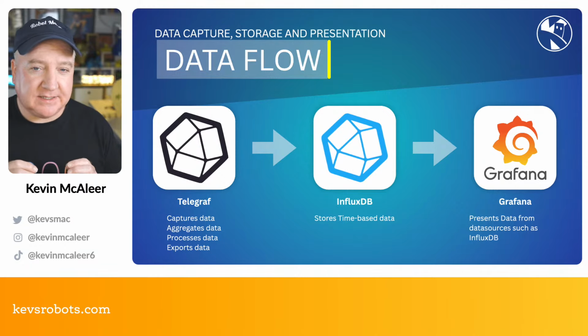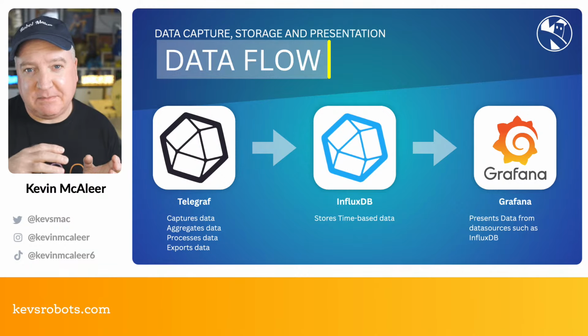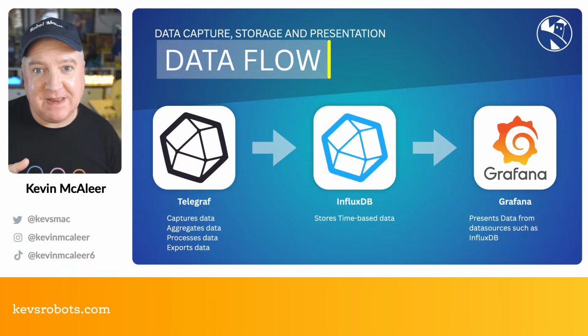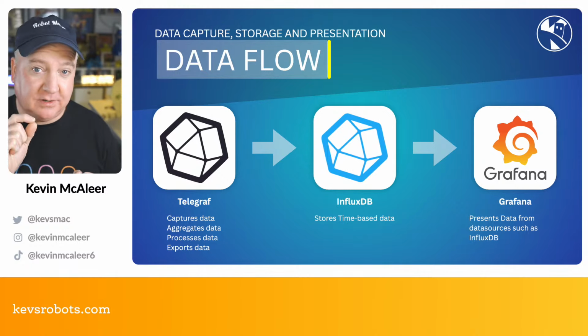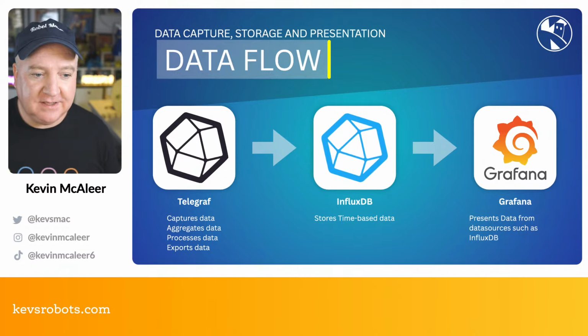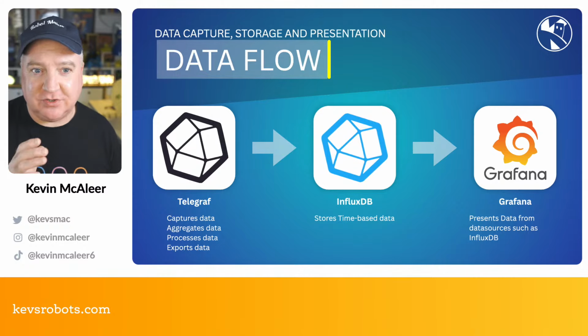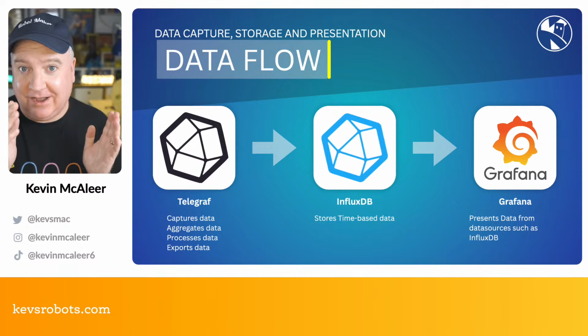And what we mean by that is, say you don't want to count everything, you just want the mean or the average or the maximum or minimum values. That aggregation can be done in the Telegraf agent. It can also process some data, so maybe you want to add a location or some extra information to the capture, you can do that there. And it will also export the data onto Influx, which is the next component.